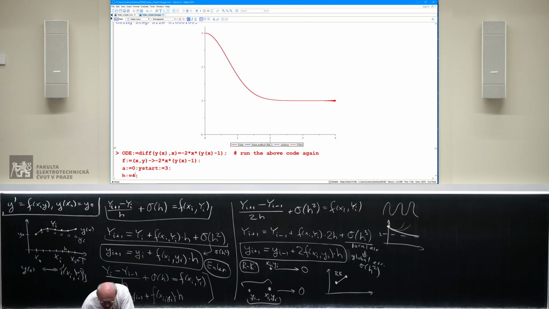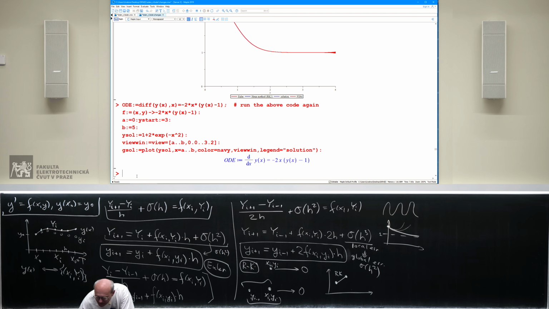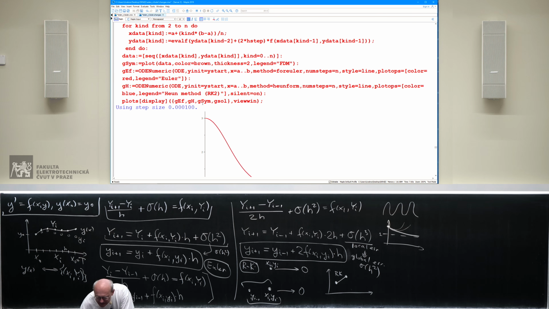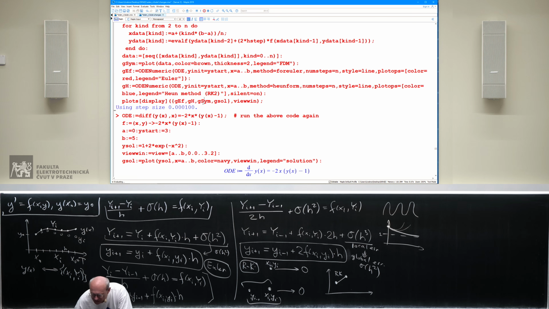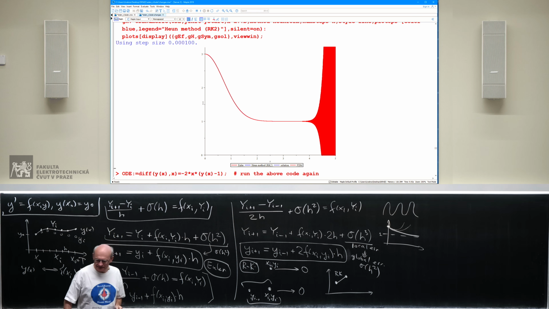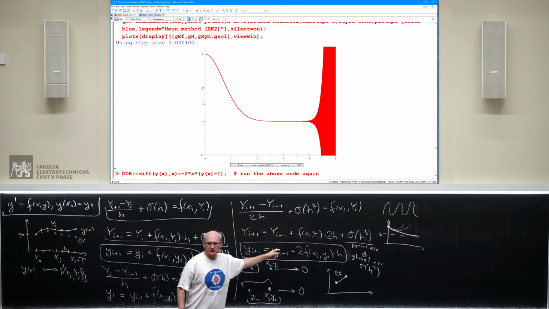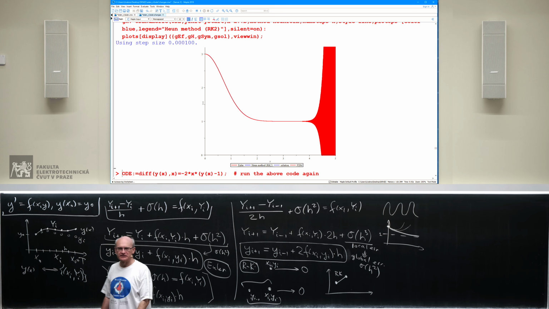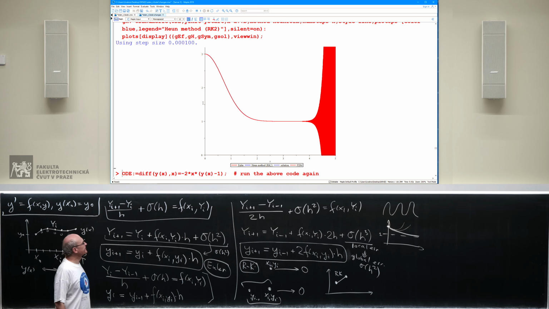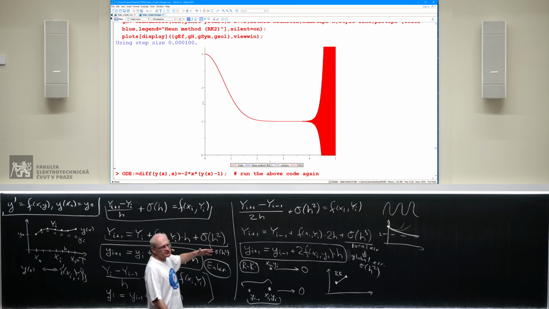Okay, I will move slightly more to the right with my viewpoint. I will extend it. So this will be the same solution. We just see an extra part on the right. Yeah, there are those huge oscillations. So this method is not conditionally stable for this particular initial value problem. So that's why it doesn't have a name. Nobody uses it. So why did we look at it?